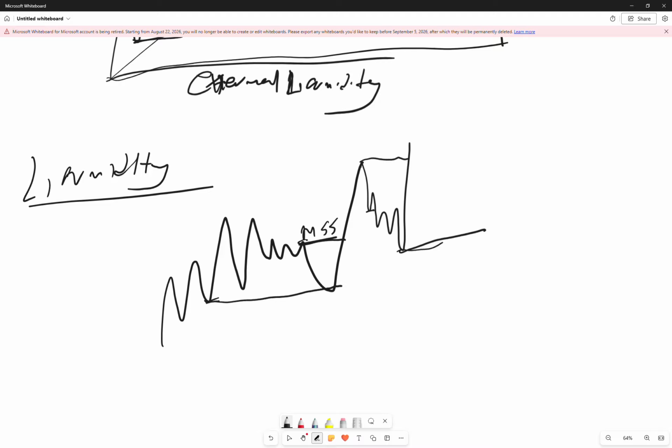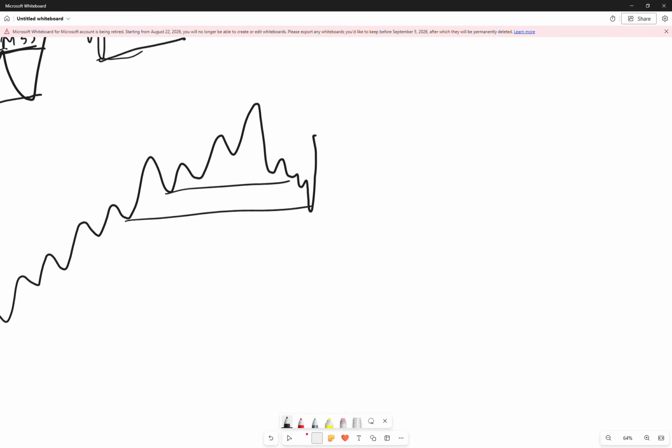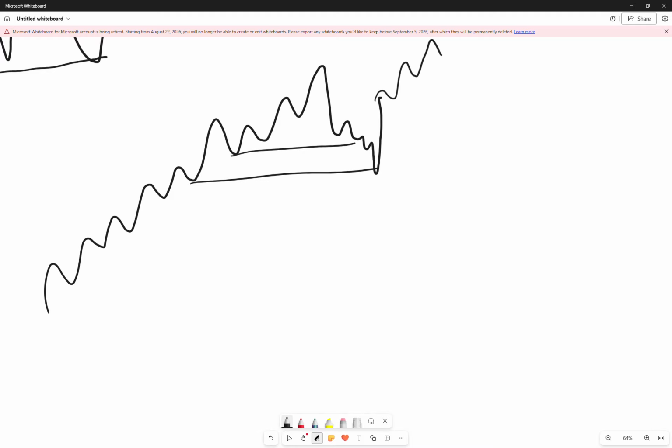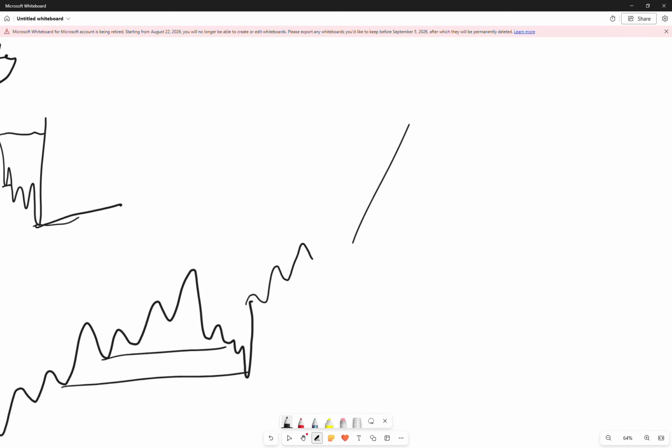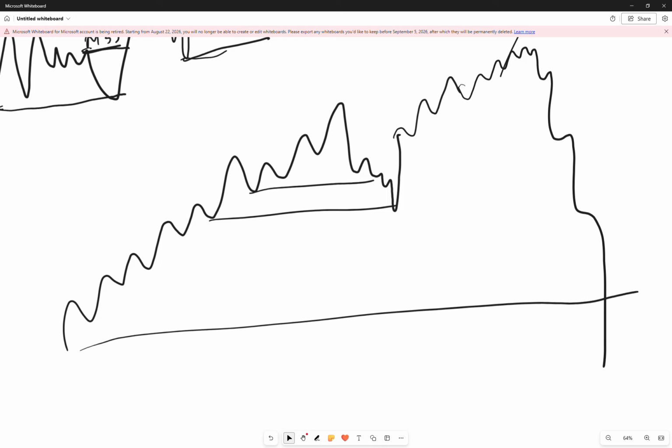Shallow pullback is just like something like this. You're having a buy, you're having a buy, you're having a buy. Then a little sell came in. This is what? Shallow. When we have a deep pullback is when we're having a buy, then all of a sudden start seeing a drop that came all the way to external low. All those ones are what? Deep pullback.